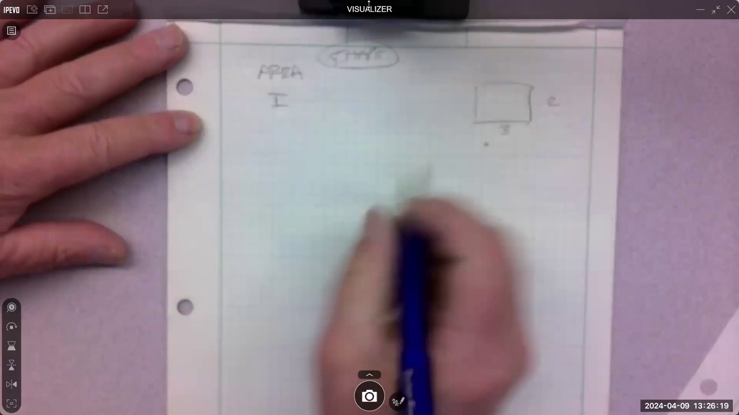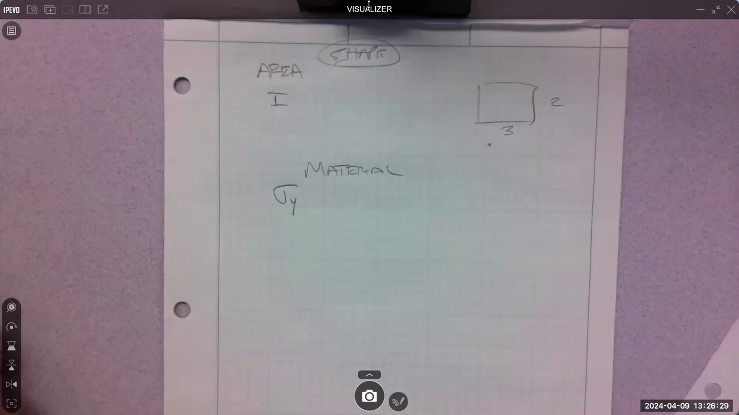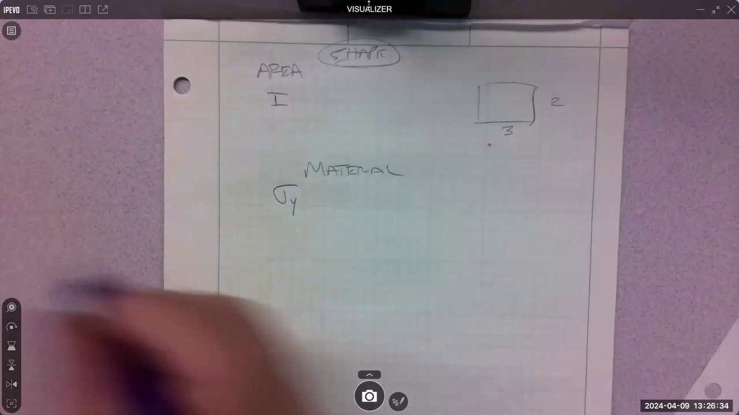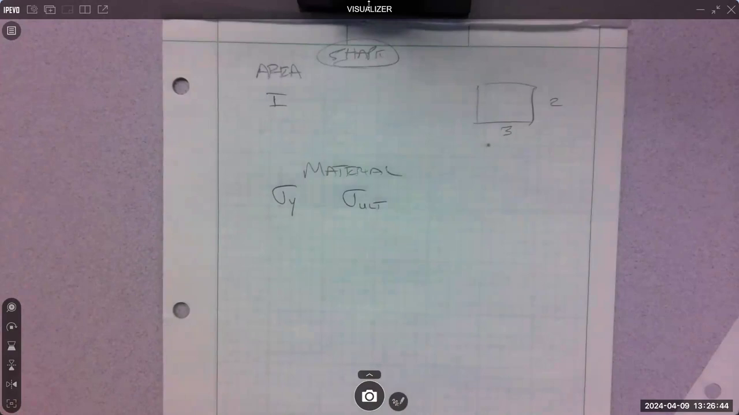material properties. So yield stress is a property of the material. Each material has its own specific yield stress. That's my sigma Y. I could write ultimate stress. Any stresses are going to be a property of the material, based on the material. And then E, Young's modulus, is a property of the material. So when you're given the material, you are given a lot of information. We just don't know it all yet or how to use it.